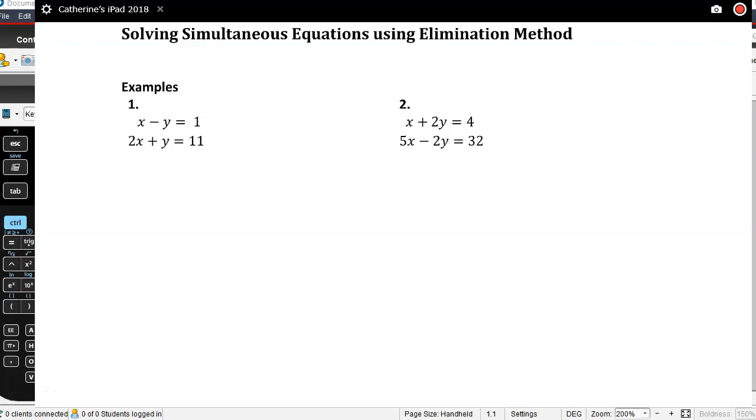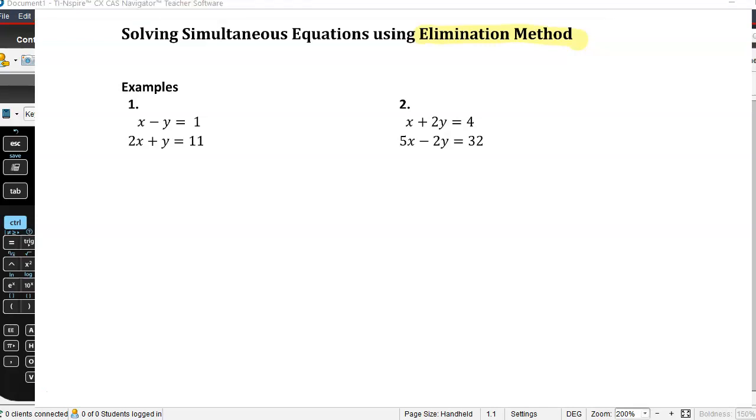Hello. So today we're looking at solving simultaneous equations using the elimination method. So the elimination, as the name suggests, we are trying to eliminate a pronumeral from the equations and then solve them. So what do I mean by eliminate? Eliminate is get rid of. So let's do a couple of examples to show you what I mean.